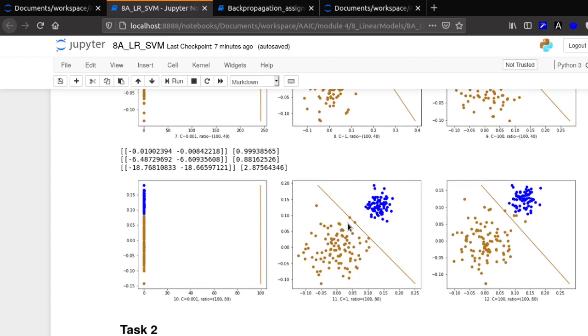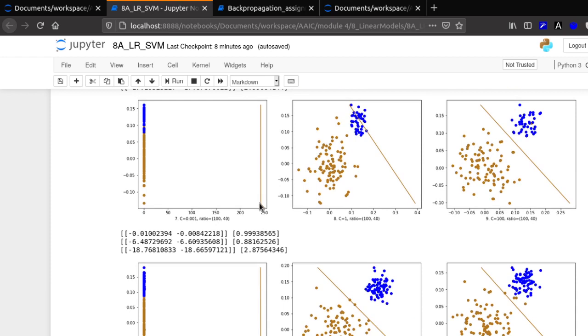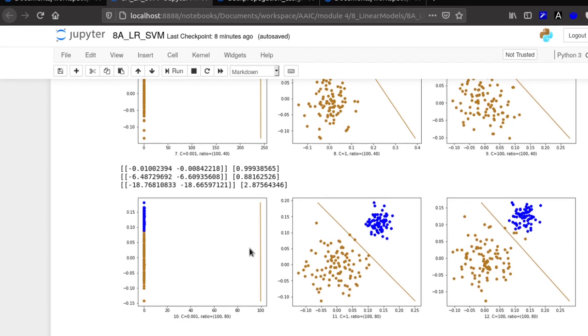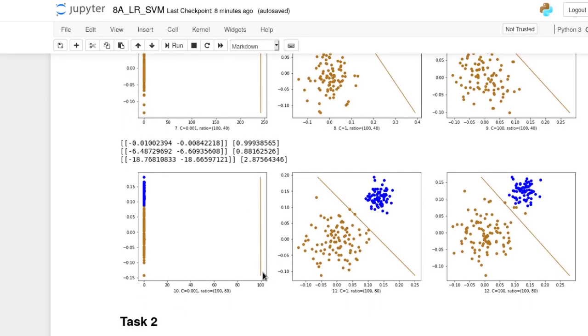Now moving to our last dataset, where we have the dataset ratio 100 to 80. Again, starting from the value of c equal to 0.001, that is 10 to the power minus 3, our hyperplane is at 100. We can see that previously it was at 250. So it is doing better than the previous one, but still it's not good, because we can't separate the red ones from the blue ones.